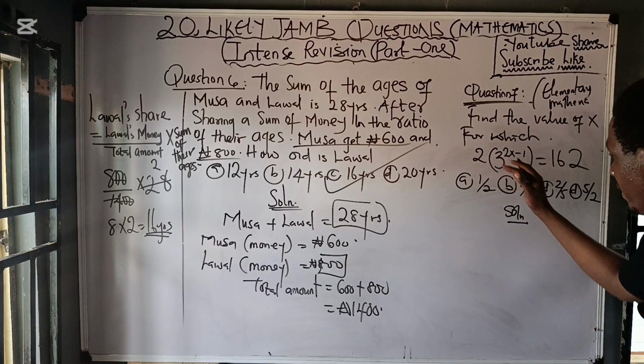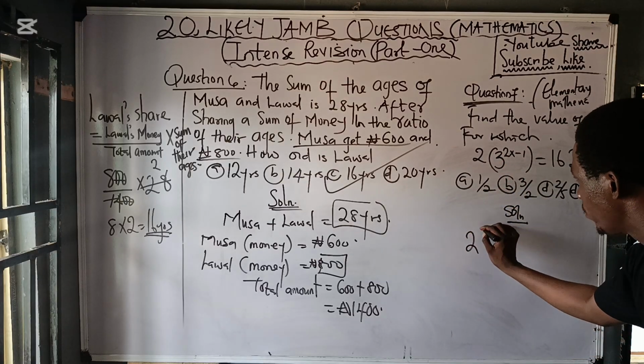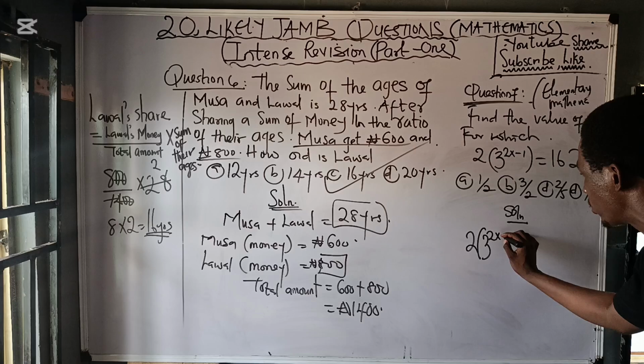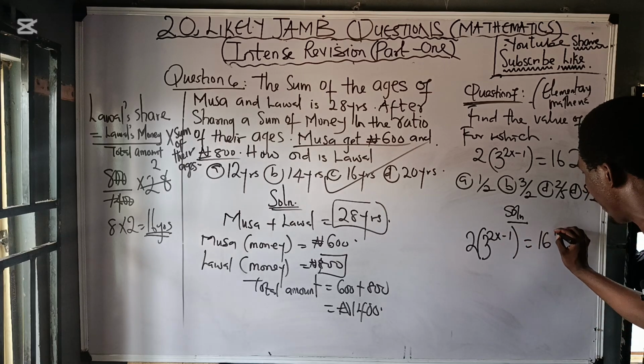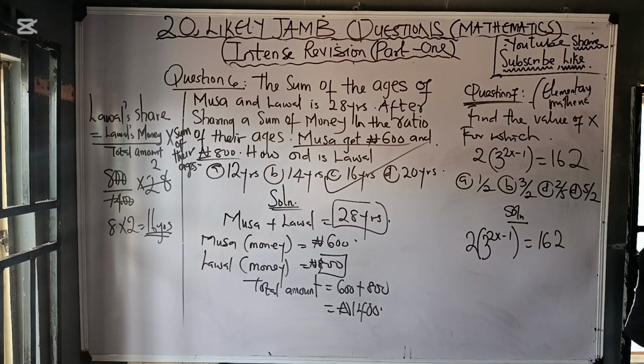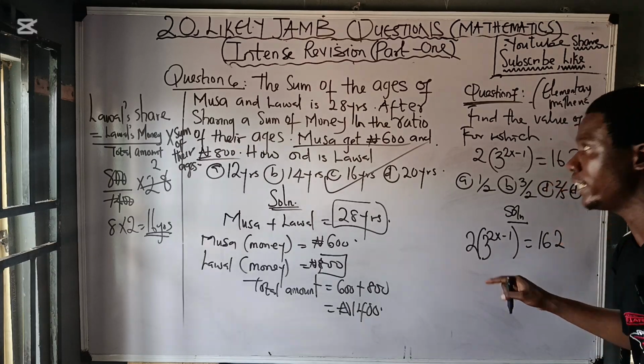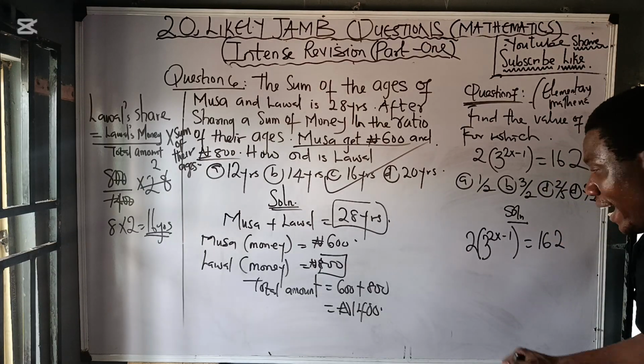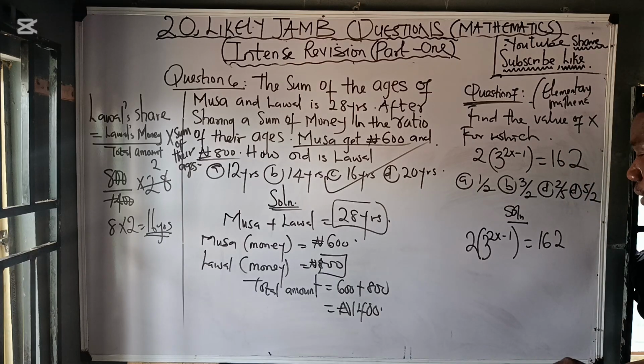How will you solve this? Very easy. Watch. Let's get the question down. 2 bracket 3 raised to the power of 2x minus 1 equals 162. Now, do not use this 2 to open the bracket. Why? Because this is a whole number, but this is an index number. So we cannot multiply a whole number with an index number. What do we simply do?